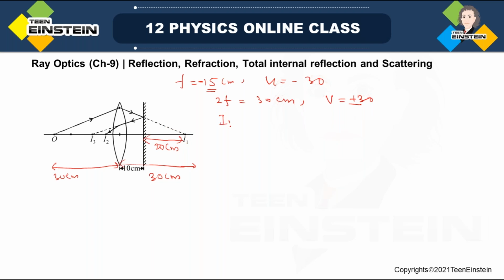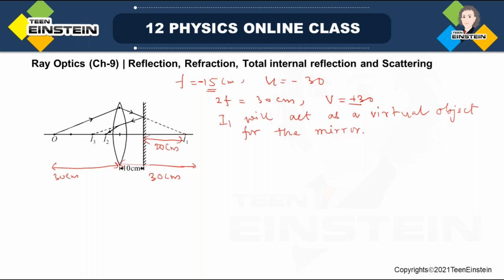So I1 will act as a virtual object. In fact, there is neither an object nor an image, but if the mirror was not there, there would have been an image due to this lens. So this will act as a virtual object for the mirror.